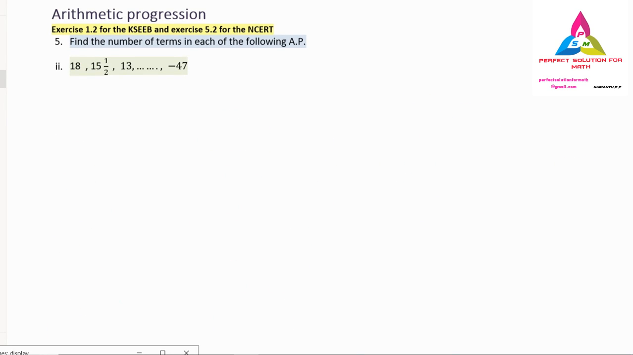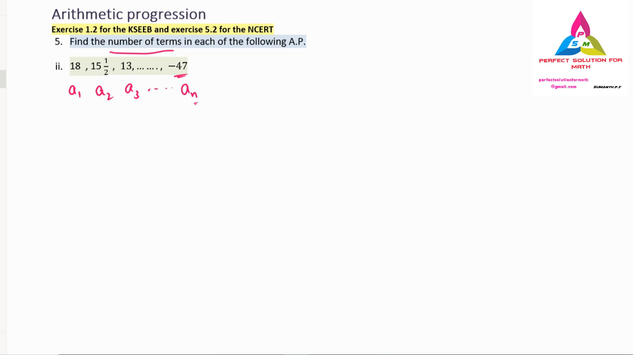Coming to the fifth and second question, here is the question. 18 is the first term, 15 and a half is the second term, the third term is 13, and so on they have given. Then the last term they have taken as minus 47. As we have done previously, the same method we have to follow. So here the first term is a1, that is nothing but 18, a2 is 15 and a half, a3 is 13, and so on. The last term they have given, we have to take as an, because we don't know which term it is. If you find that n value, that is nothing but the number of terms in this AP.